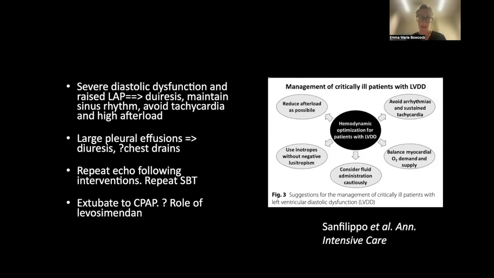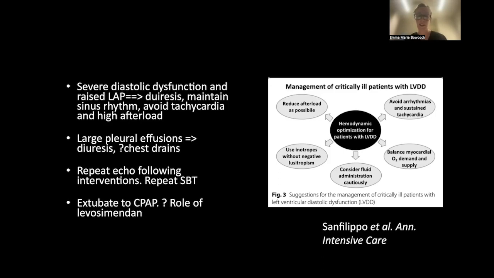So, if he's got high hypertension and things like that, you might want to introduce some afterload reducing agents. And then the diuretics might be enough for the pleural effusions, or we might need some chest drainage just to help him along with that. And I think repeating echo is important in this patient group, and especially if you're going to repeat the spontaneous breathing trial or continue with your wean, you really want to look to see how your interventions have helped with the diastology and particularly with the left atrial pressure.